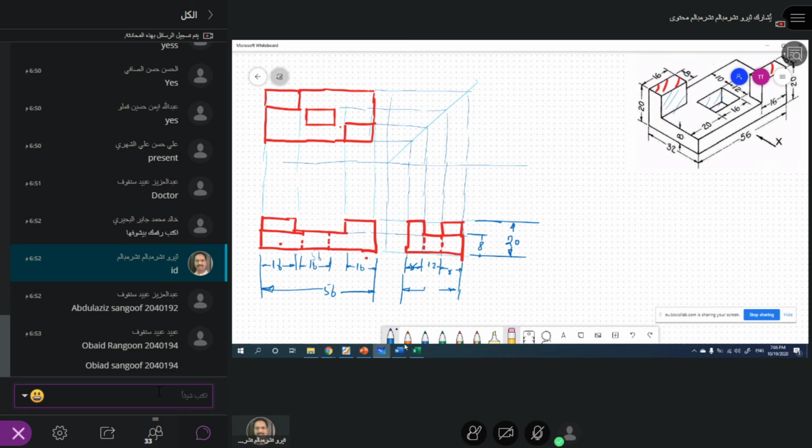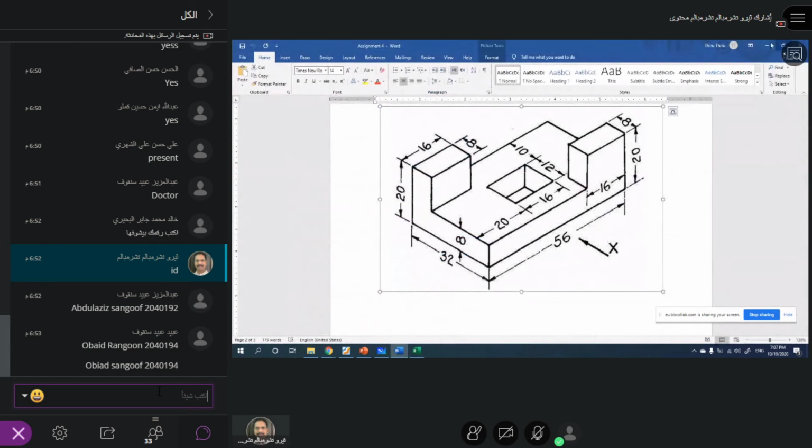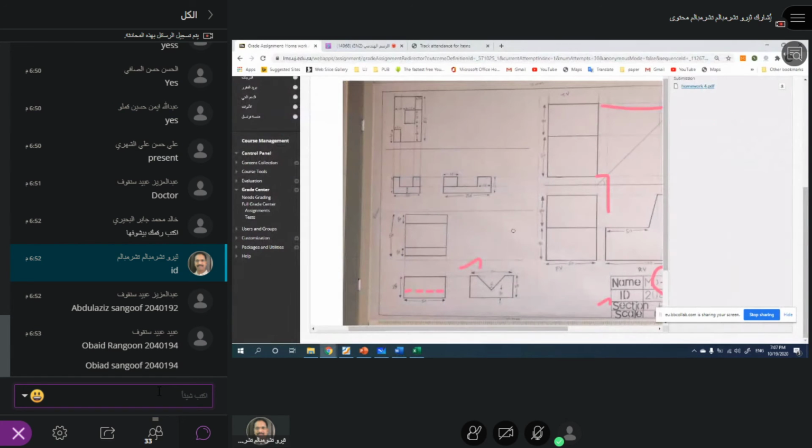How many of you have it like this? Right. So let me check how many of you have done this. What this guy did. Okay, I think this is wrong. Where is the front? Okay, front view, and this is correct. This is correct, and this on the side view is correct. Only thing is he's missing the hidden lines.